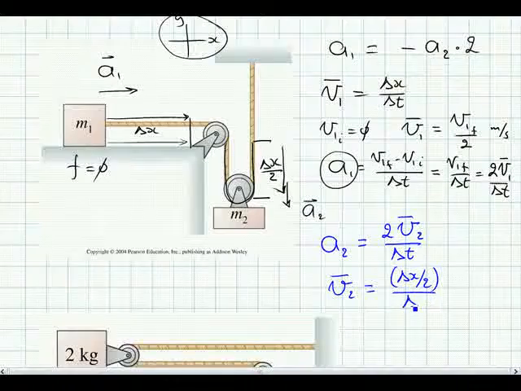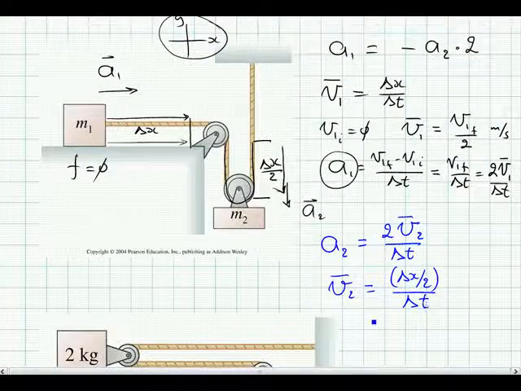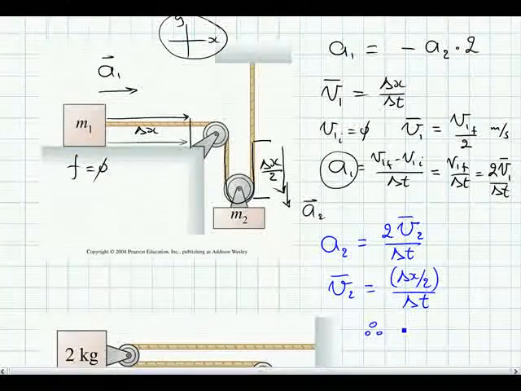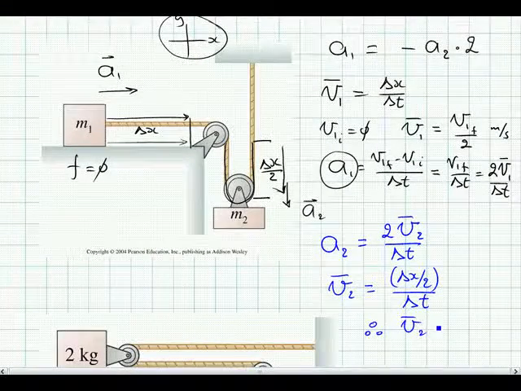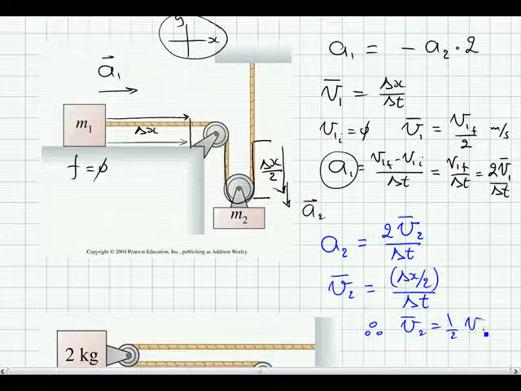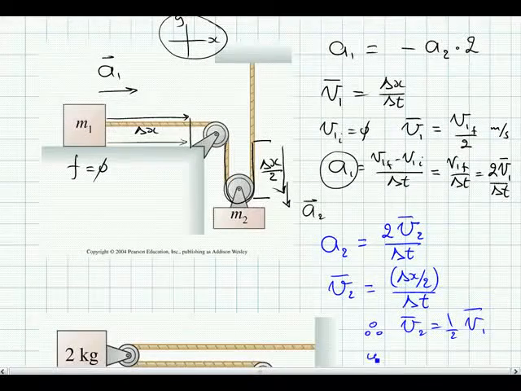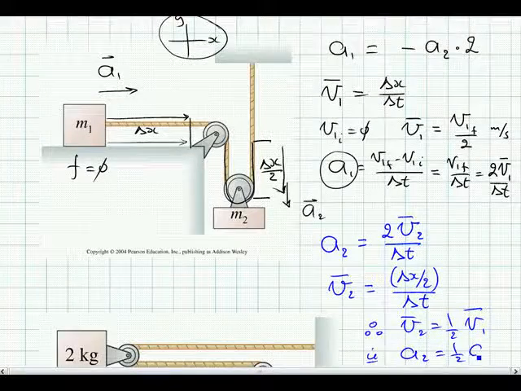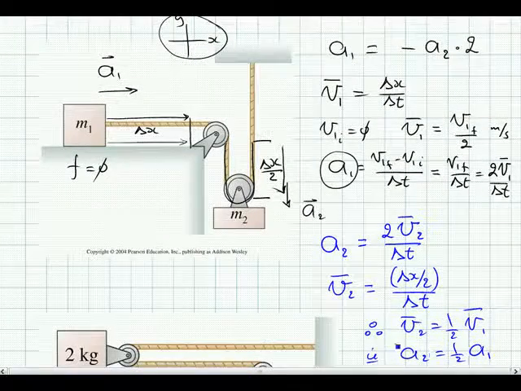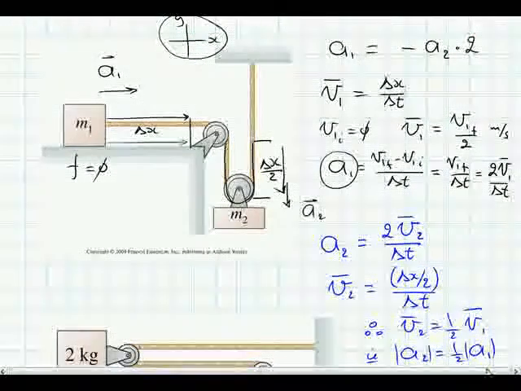That's the distance that it moved through in the time delta t. In other words, therefore, the average velocity of 2 is equal to 1/2 of the average velocity of 1, i.e. the acceleration of 2 is equal to 1/2 of the acceleration of 1, magnitude wise anyway.